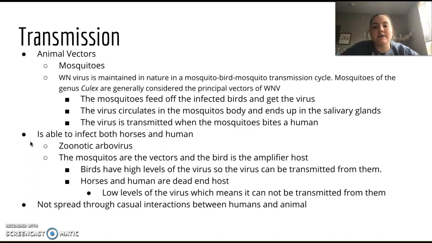And so the virus is actually able to infect both horses and humans, which makes it a zoonotic arbovirus. The mosquitoes are the vectors, and the bird is an amplifier host. Birds have high levels of the virus, so the virus can be transmitted from them. But horses and humans are known as a dead-end host, which means there are low levels of virus in their body, which just means that virus cannot be transmitted from them. Also, it cannot be spread through casual interactions by humans and animals.